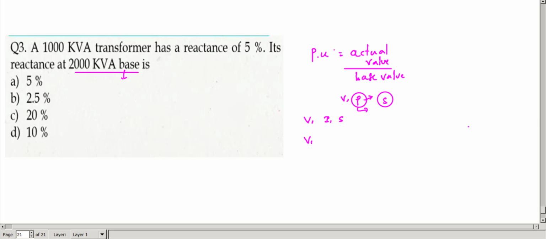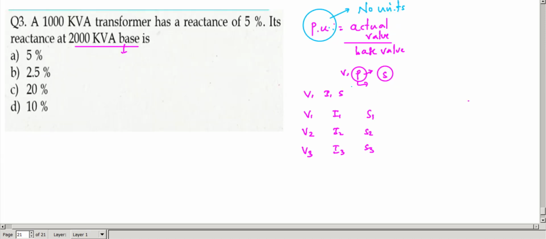Let's say I have V1, V2. What are the different types of ratings? Let's say alternator V1, transformer V2 and load V3. Similarly, I have currents I1, I2, I3 and S1, S2, S3. Let me take a base value. You can select any base value, though most base values are alternator values. The base value is optional, and a per unit value has no units. You note that per unit value has no units.